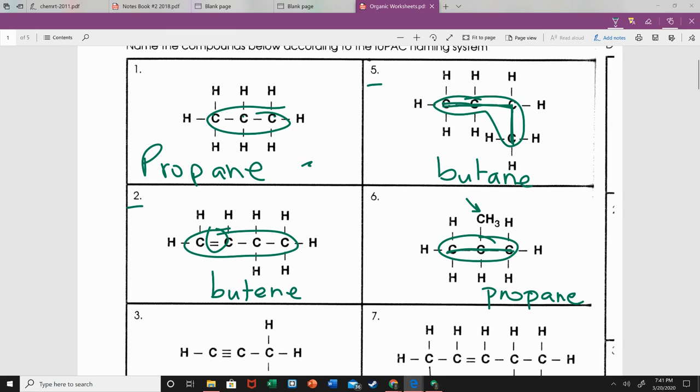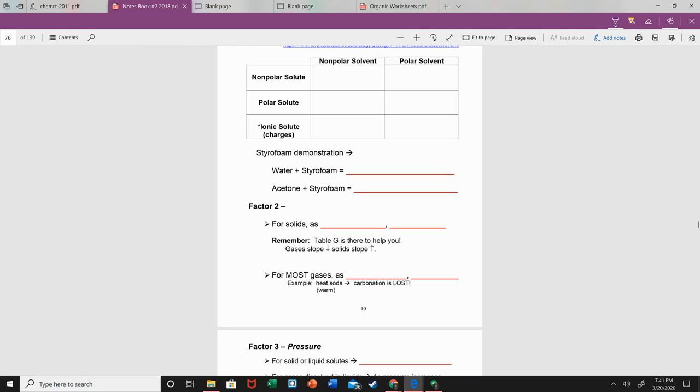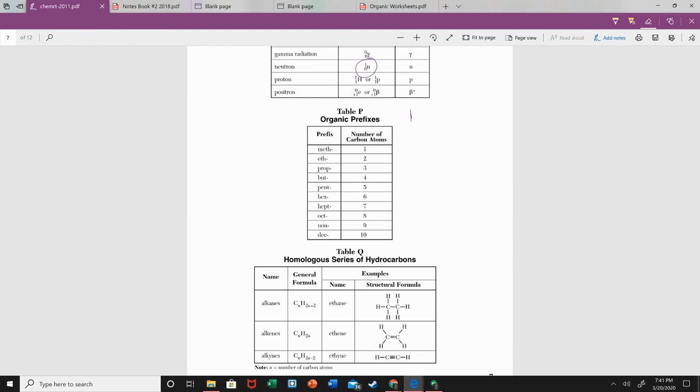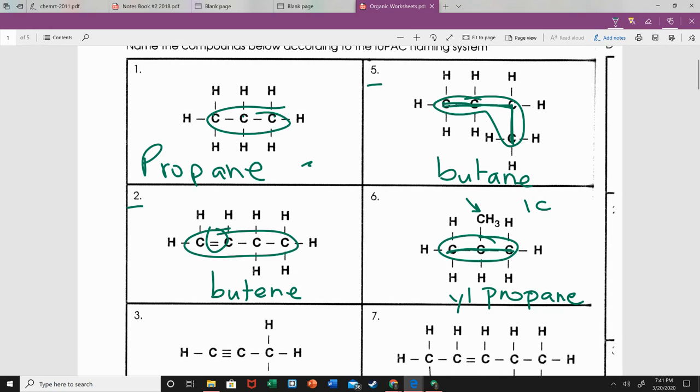All branches end in YL, and we put branches before the long carbon chain, right? So the branch name gets named before the tree name. So then I count how many carbons are in the branch. So that's a 1 carbon branch. The prefix for 1 is going to be meth, right? So meth. So then we're going to go over to our worksheet.